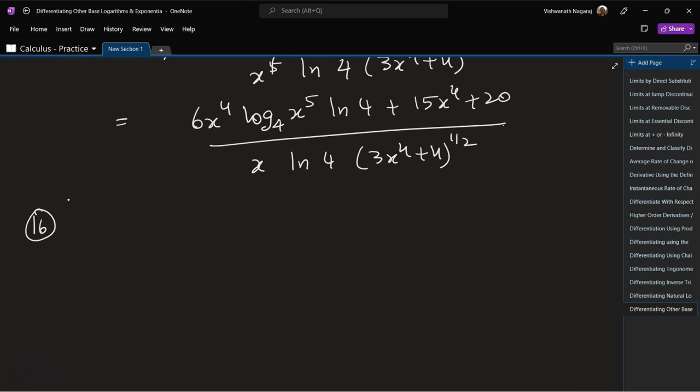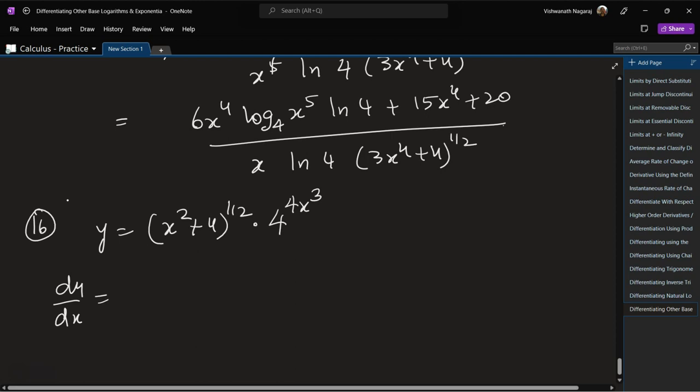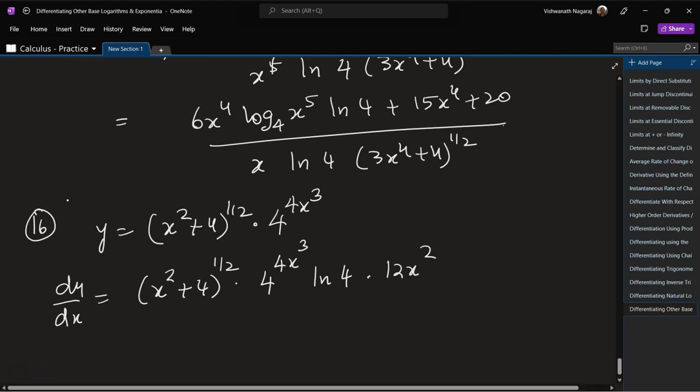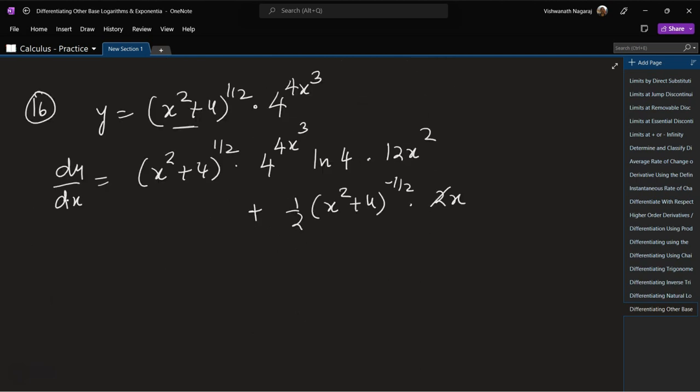Now 16th one. y is equal to x square plus 4 to the power of half times 4 to the power of 4x cube. Okay, dy by dx. Product rule. So the first as it is, so x square plus 4 to the power of half. Now this we know a to the power of x derivative is a to the power of x natural log of 4, times 12x square plus. Now we need to differentiate the first. So 1 by 2 x square plus 4 to the power of minus half times 2x. Okay, 2 and 2 cancels and we also have 4 to the power of 4x cube.